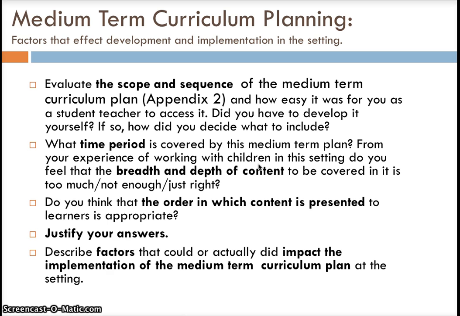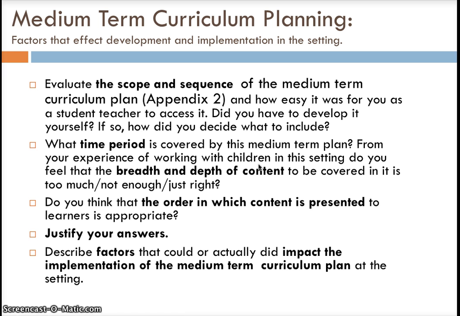And again, you have to evaluate the scope and sequence of the medium-term plan, and we'll keep that as Appendix 2. So the medium-term plan is Appendix 2, and it's included at the end. Again, how easy was it for you as a student to access it? Did they have a medium-term plan, or did you have to develop it yourself? And if so, how did you decide what to include? You have a long-term plan with a list of subject areas to cover. What did you decide to take from that long-term plan to put in your medium-term plan?